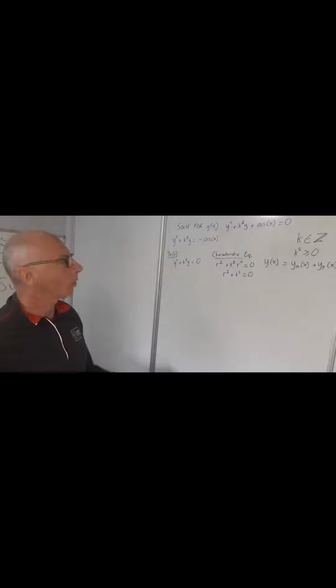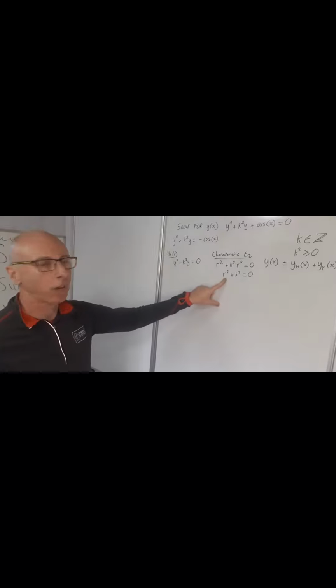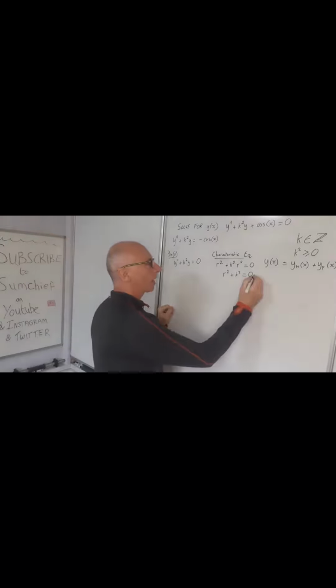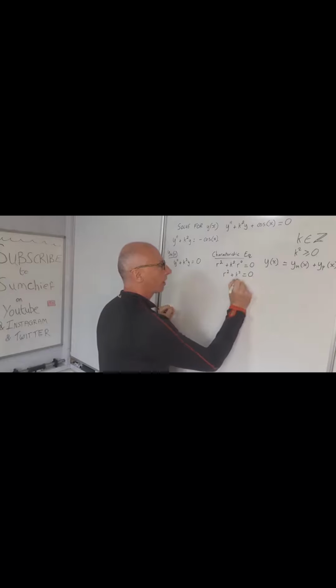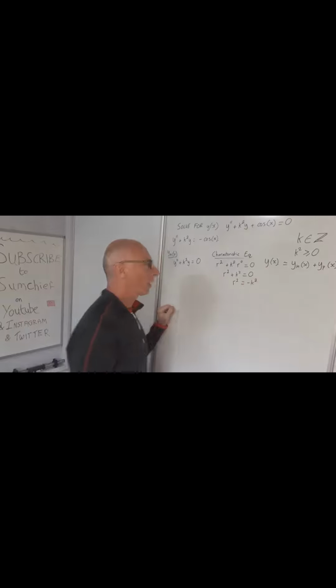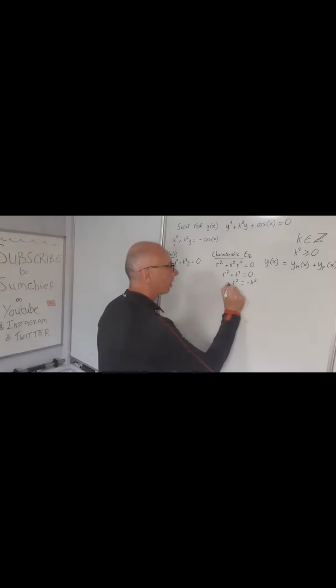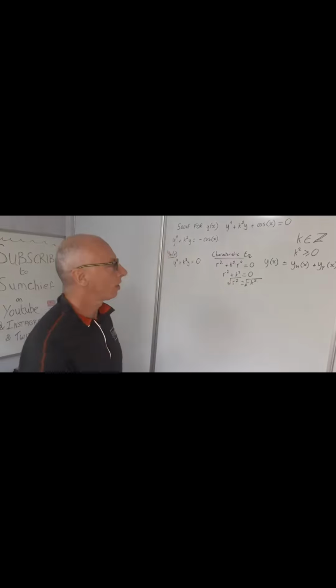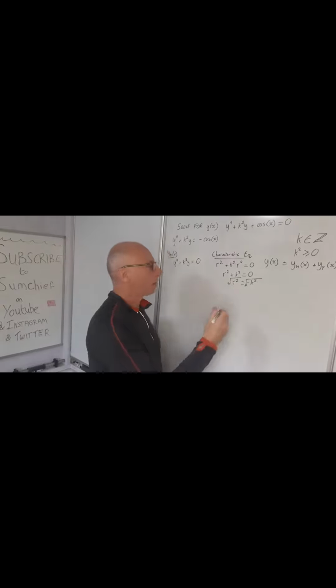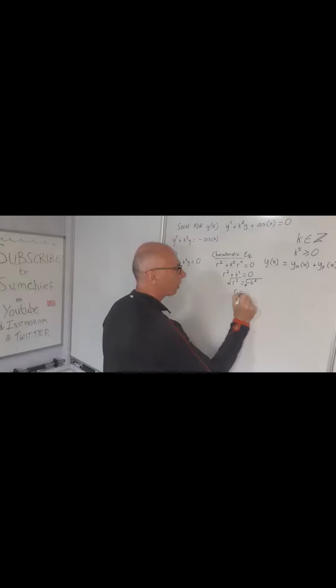Now for the characteristic equation we need to solve for r. So bring the k squared to the other side. So r squared equals minus k squared. So now we take the square root on both sides. And that's going to leave us, well, r squared, take the square root, that just leaves us with our r, which is what we want.